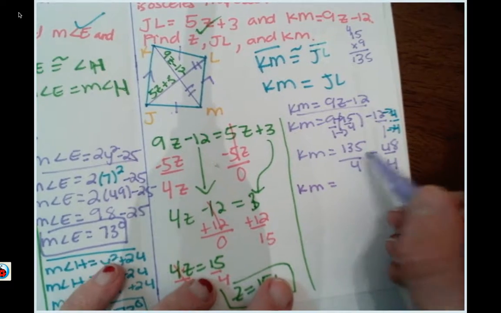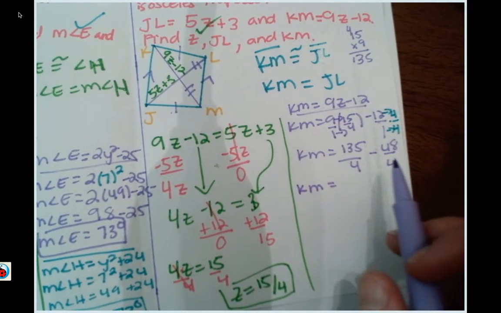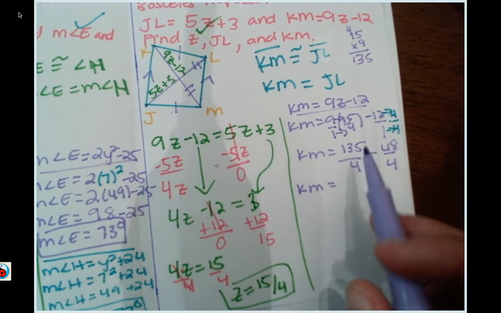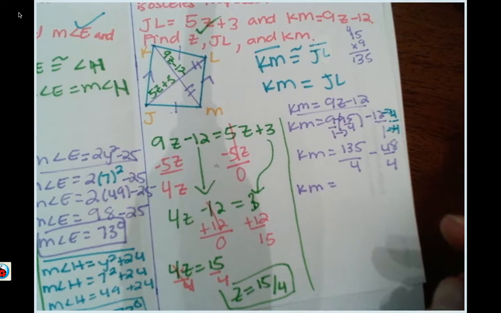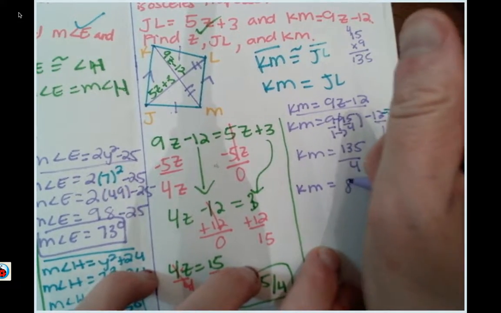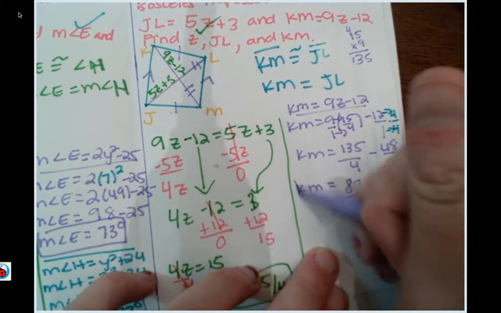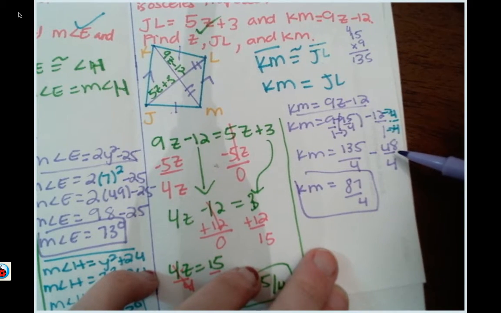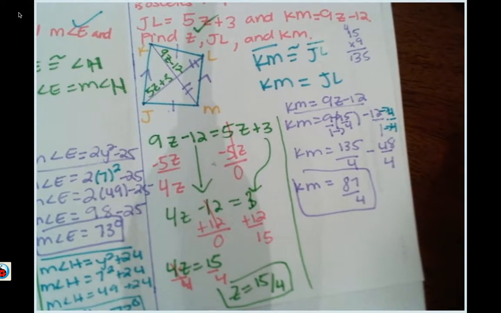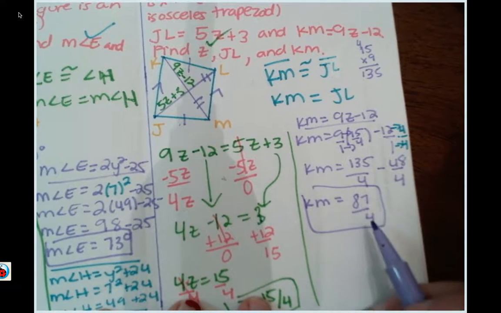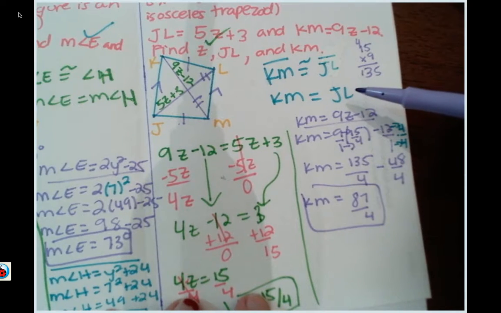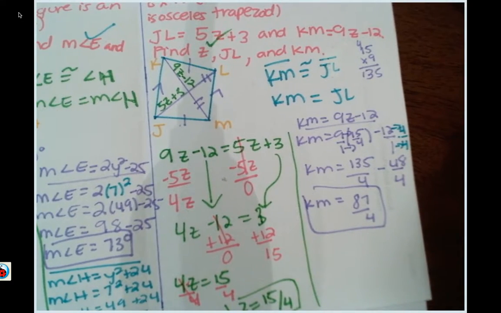So KM, 135 minus 48, that will give me, let's see here, I want to say 87. Let's see here. Yes, 87. So this is going to be 87 over 4. Let me double check again. Yes, okay. So KM equals 87 over 4. Yay! So now if I did this correctly, JL should also be 87 over 4. So let's see what happens.